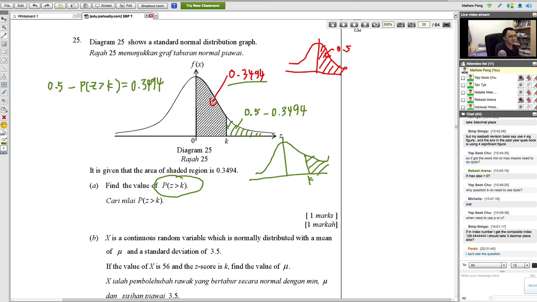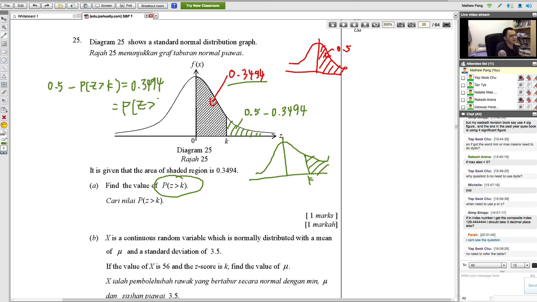0.5 is the whole thing. Z is bigger than K is the green color area. Then I will get the shaded region. So imagine the whole thing 0.5 minus the green color part. Then I can get the shaded area. So I just move this one to this side, Z is bigger than K. Then I will move this one, it is 0.5 minus 0.3494. Then basically I will get the value 0.5 minus 0.3494, which is 0.1506. Okay, this is how we solve this kind of question.